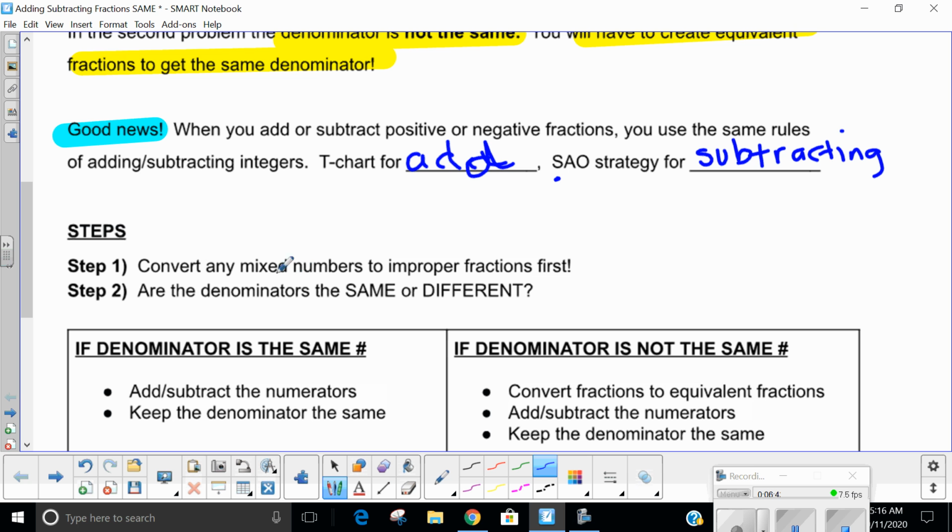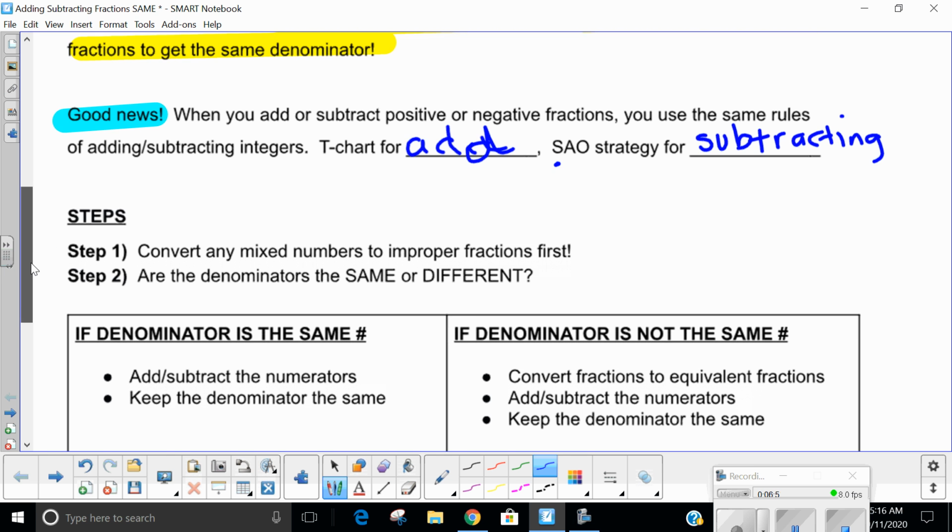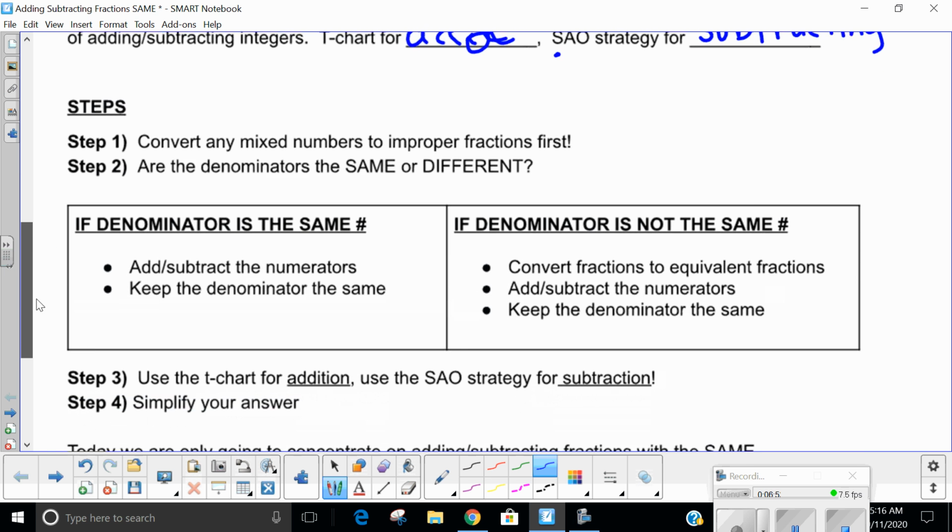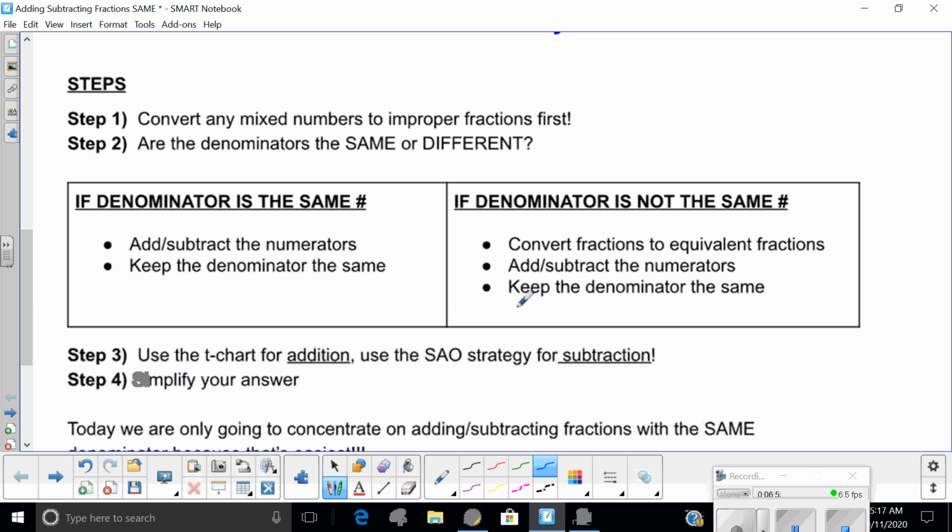Okay, so the steps for solving addition and subtraction problems with fractions. Step one: you want to look at the problem and make sure that you convert any mixed numbers to improper fractions first. We'll do a couple of examples. So we're going to convert mixed numbers to improper fractions first, so everything's going to look like a fraction in the problem.